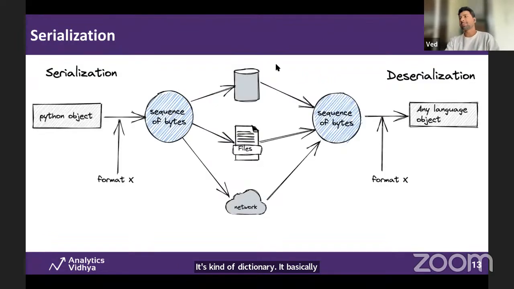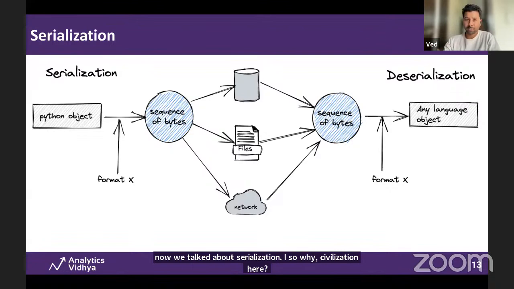So when you use the data format, you need to store the data, and that data is stored in a serialized format. Now we talked about serialization, right? So why serialization here? Why is serialization important? Why are we talking about serialization? Serialization is basically a way to persist the object state.